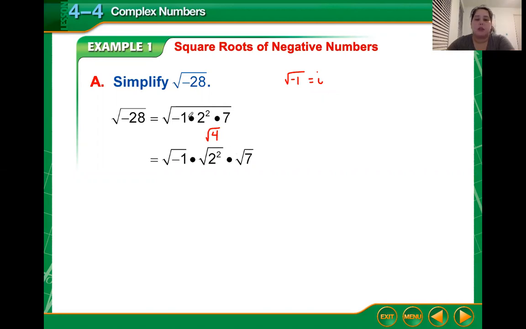By properties of radicals, we can multiply everything that's on the inside of the radicals together, and also break it up into factors so we can make it easier on ourselves. So we're going to pull out the square root of negative 1, which is i, and the square root of 2 squared, also known as the square root of 4, is 2. And we're going to leave the square root of 7 alone. So our answer is 2i square root of 7.